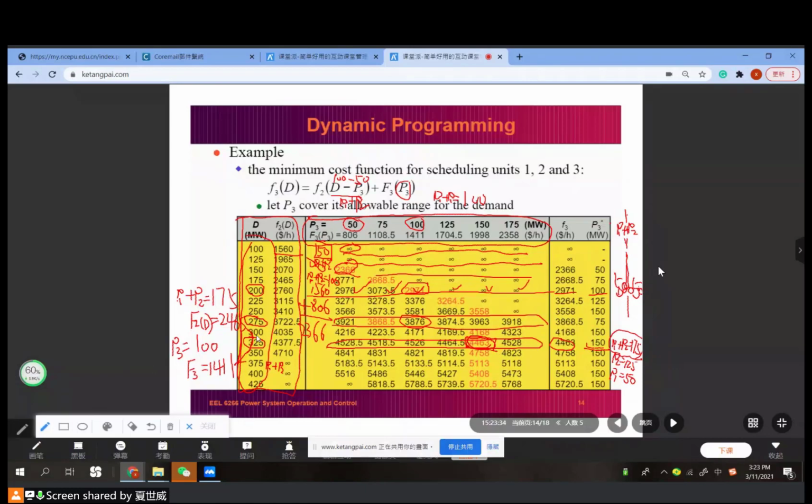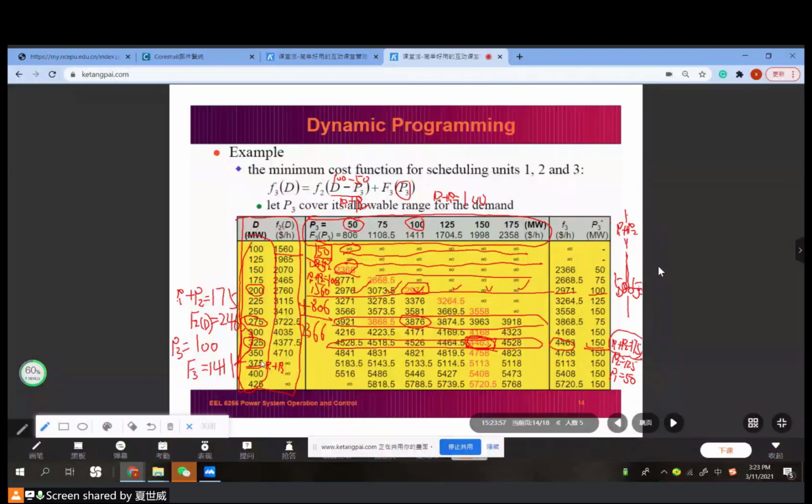So that means if you have to support the total load of 325, the best solution is P3 equals 150, P2 equals 125, P1 equals 50. Okay, this is the solution. Similarly, you can find the total load for other node levels.